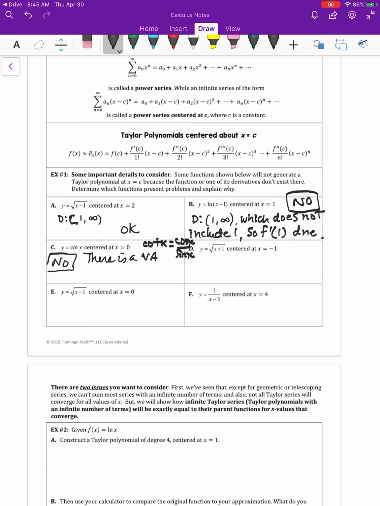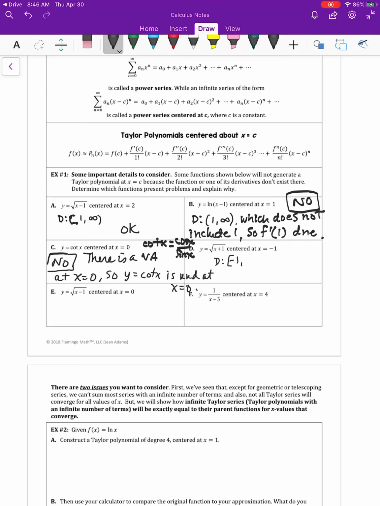No, there is a vertical asymptote at x equals 0. So y equals cotangent of x is undefined at x equals 0, or however you want to write it. You're getting the gist of it.